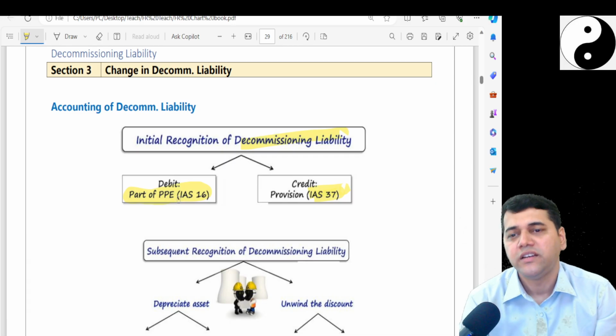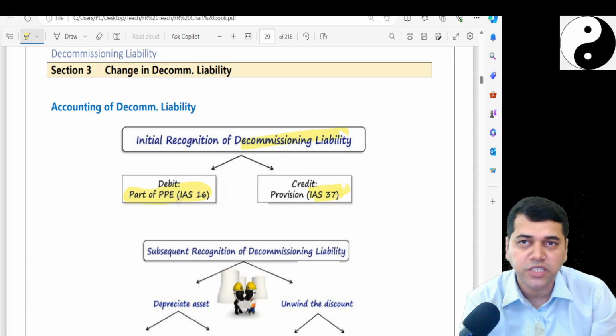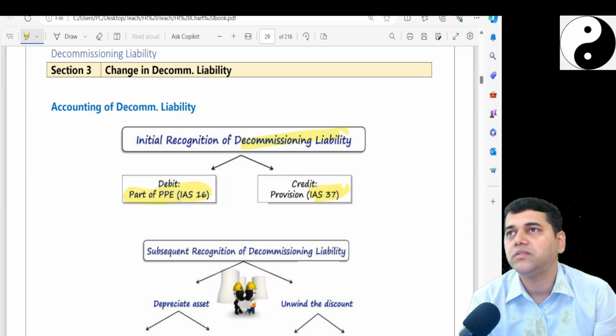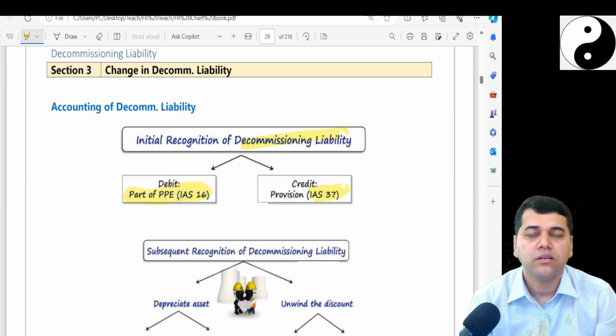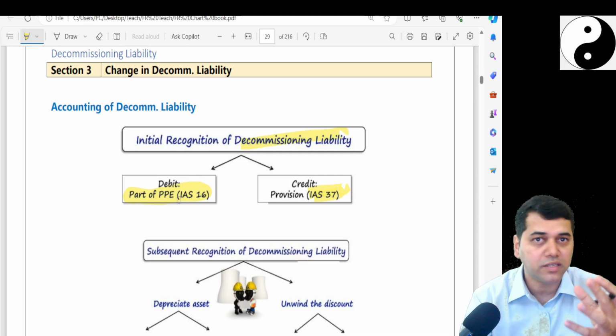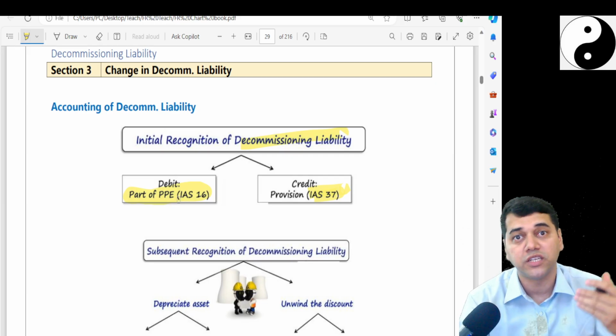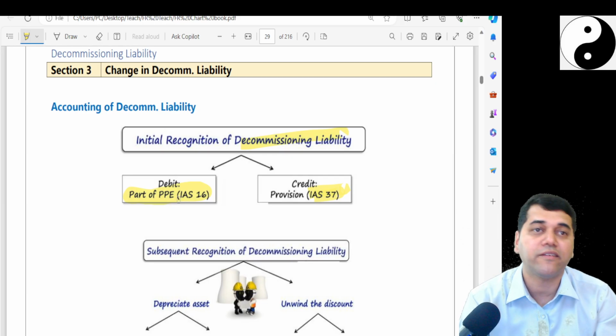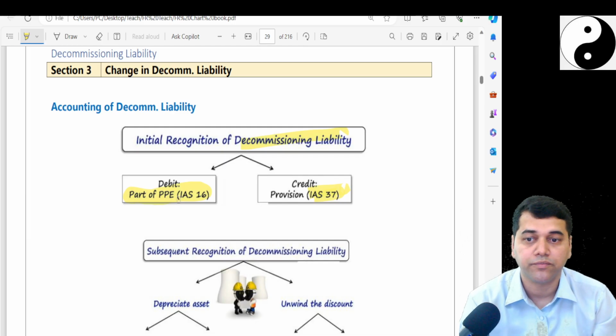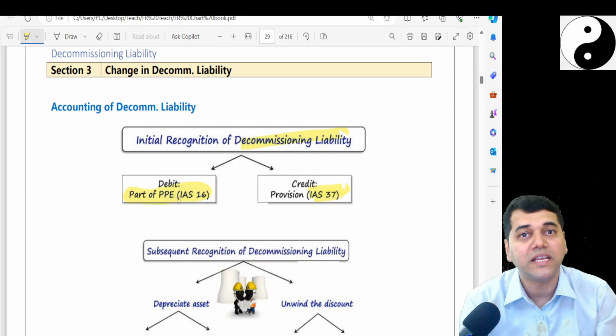You call it dismantling cost, you call it decommissioning cost, decommissioning liability. You can call it by different names. The crux is something we are going to incur to set everything right into its original state. They may use beautiful English language and give you some other name also. Now, how do I subsequently recognize it?